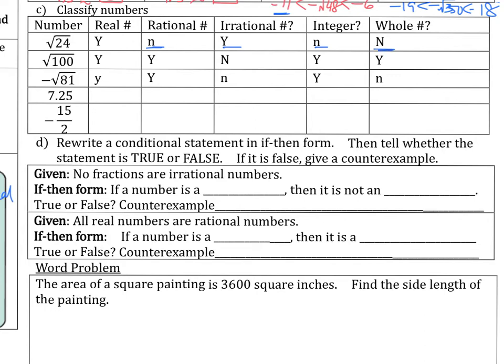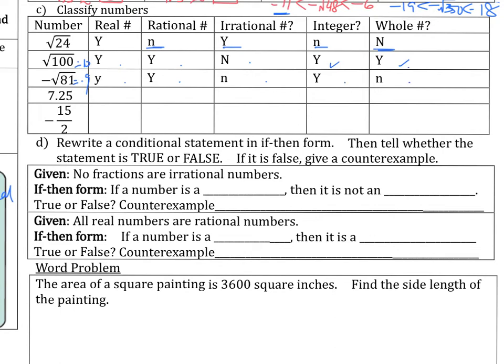Square root of 100 is 10. Is that a real number? Yes. Rational? Yes. Irrational? No, because it's obviously an integer. And yes, integer, whole number? Yes. Negative square root of 81 is negative 9. Is that a real number? Yes. Rational? Yes. Irrational? No. Integer? Yes. Whole number? No.